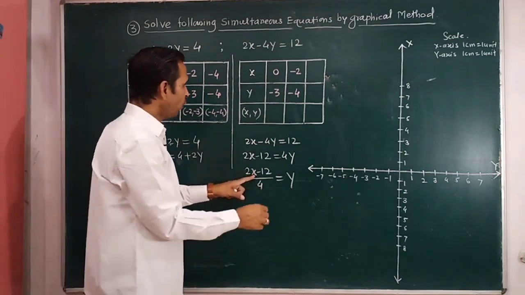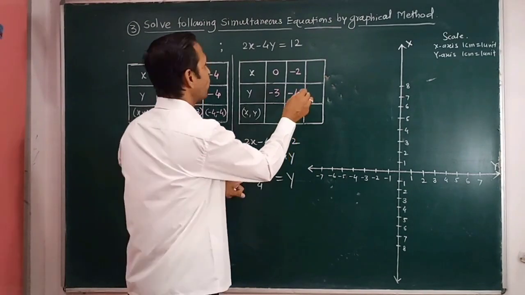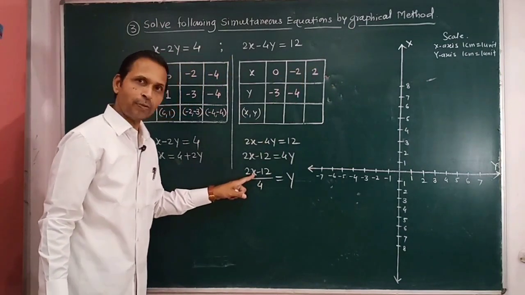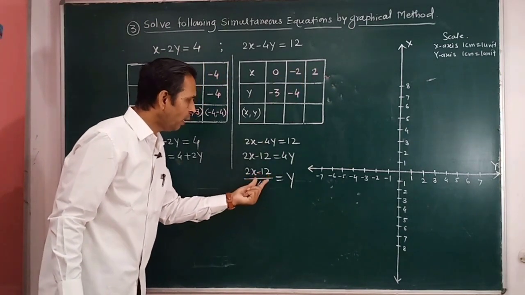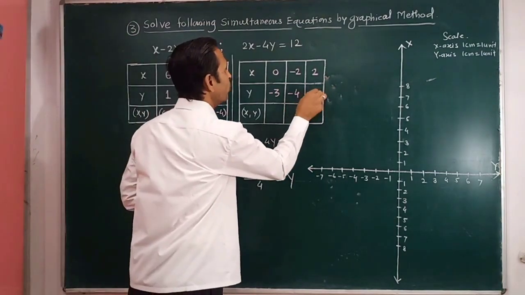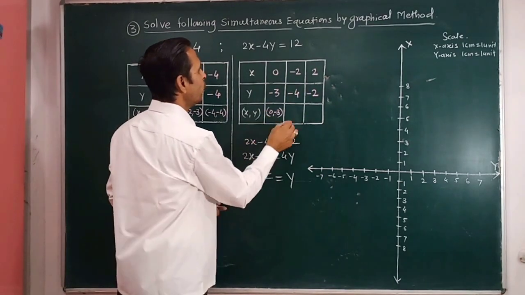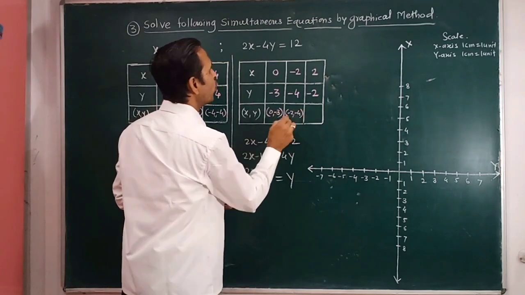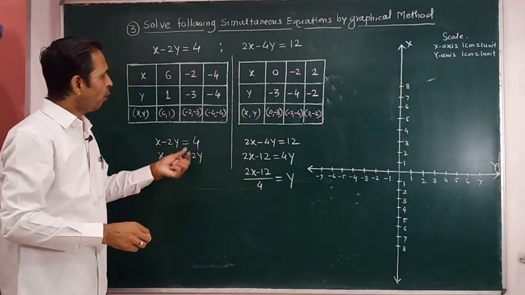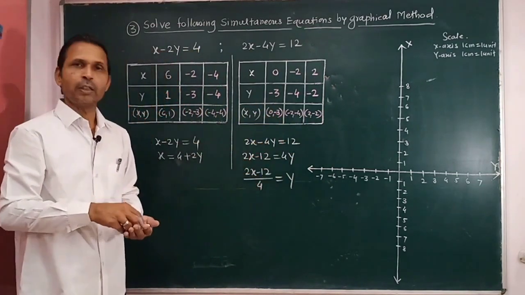Now again put the value of x equal to plus 2. Then what happens? 2 into 2 is 4, 4 minus 12 is minus 8, and minus 8 upon 4 is minus 2. Then the coordinates are (0, -3), (-2, -4), and (2, -2). Now, after obtaining the solution of each equation, plot the points on the graph paper.